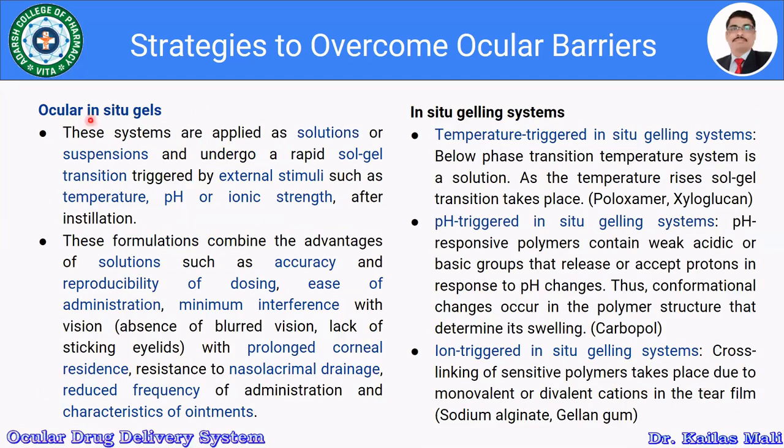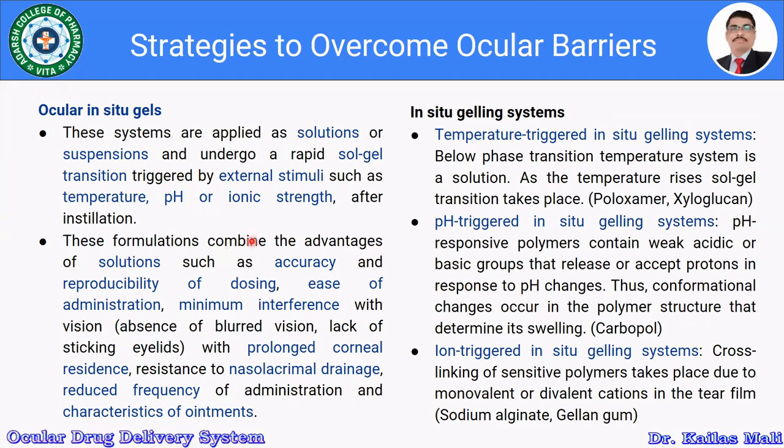Let us see the ocular in situ gel. Ocular in situ gel is yet another strategy to improve ocular permeability or to overcome the ocular barrier. These systems are applied as a solution or suspension and undergo a rapid sol-gel transition, which is triggered by external stimuli such as temperature, pH, and or ionic strength after instillation into the ophthalmic cavity. So in situ gels are present in the form of a solution, and after application they get converted into the gel form due to the external stimuli.